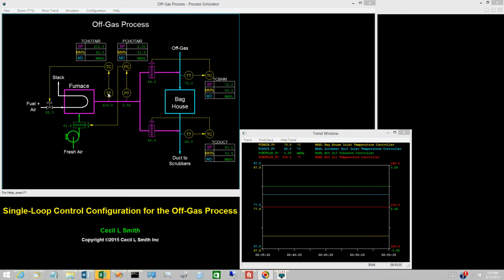The overriding principle behind most single-loop control configurations, at least as proposed, can be summarized as control each variable with the nearest valve. This gives the following configuration for the control variables pertaining to the off-gas process. Baghouse inlet temperature. Control by adjusting the opening of the hot air damper at the inlet to the baghouse. Scrubber duct inlet temperature. Control by adjusting the opening of the hot air damper at the inlet to the scrubber ducts.